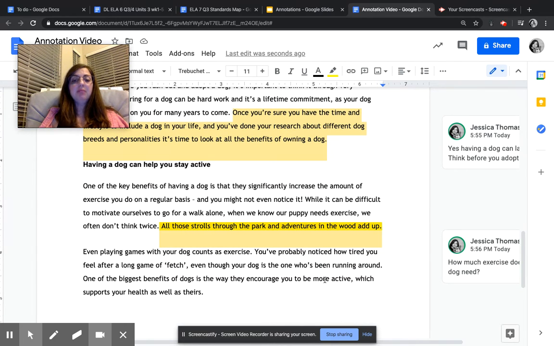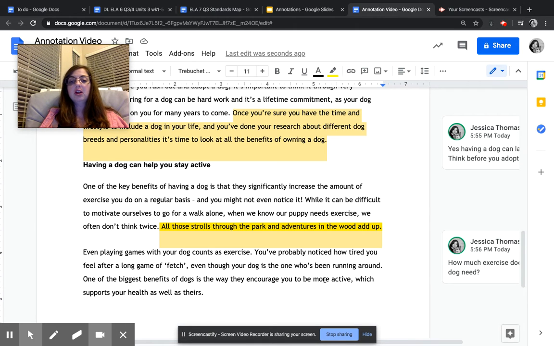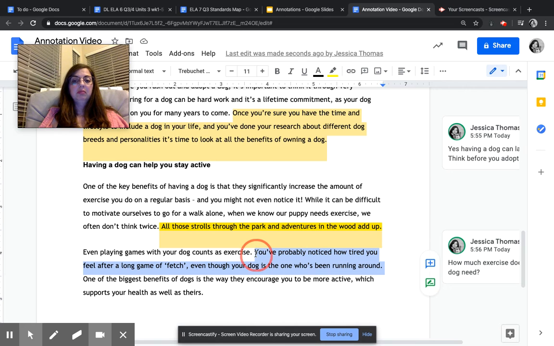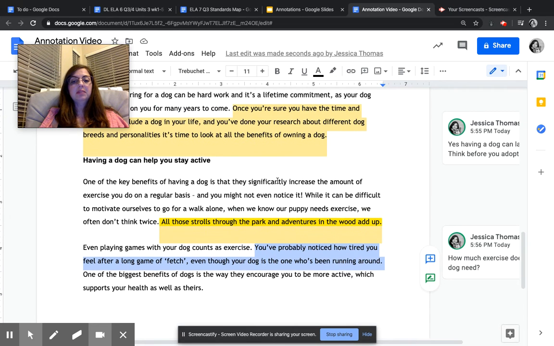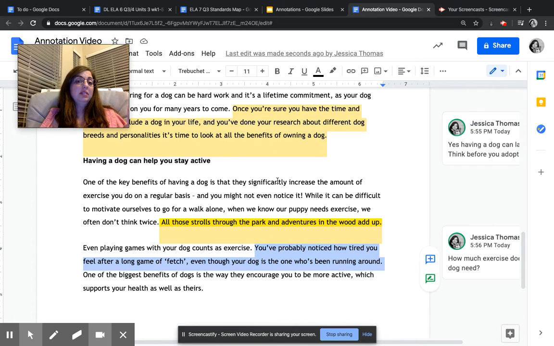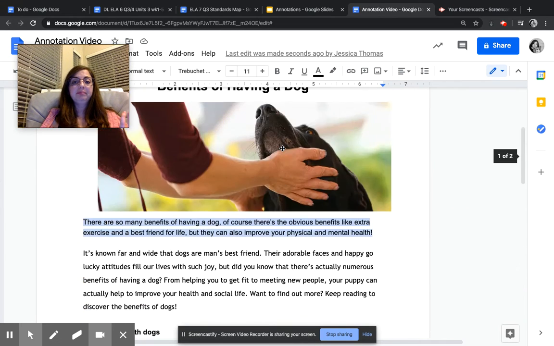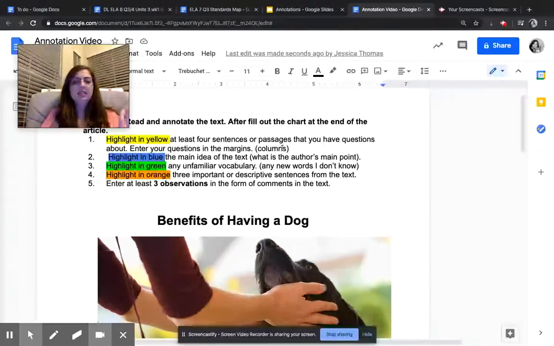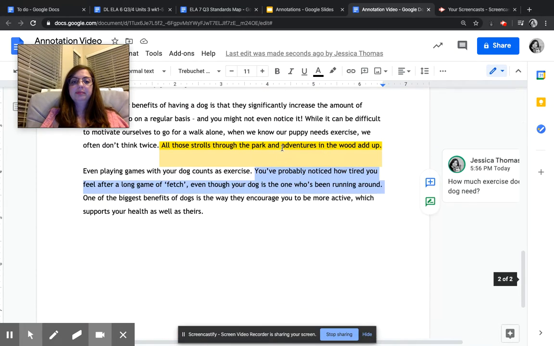Even playing games with your dogs counts as exercise. You probably notice how tired you feel after a long game of fetch, even though your dog's the one who's running around. Yeah, that's true. I'm going to use that as a descriptive text because it's kind of describing how a dog is benefiting me as a human. And I believe that is in orange.